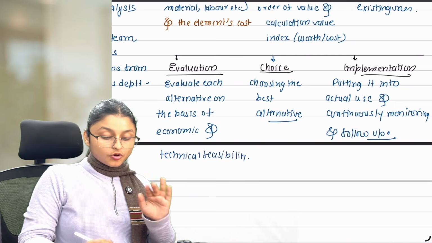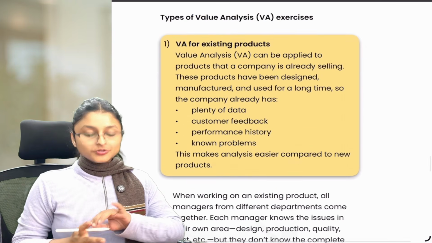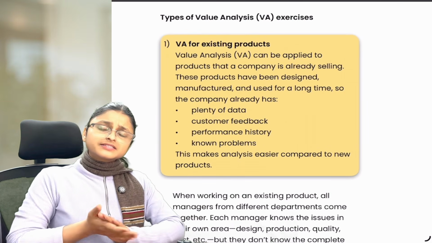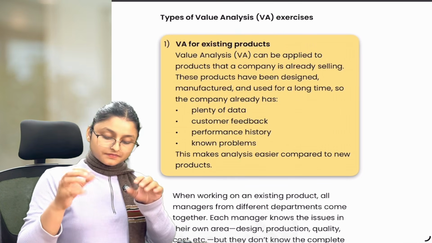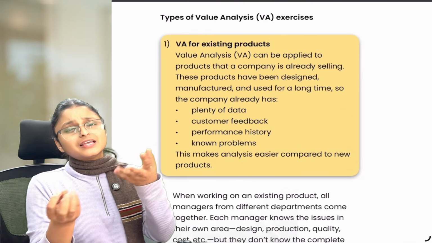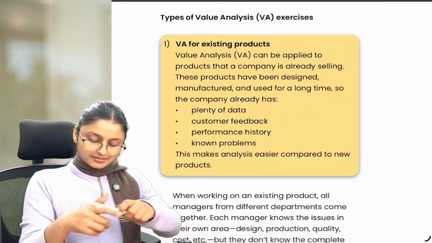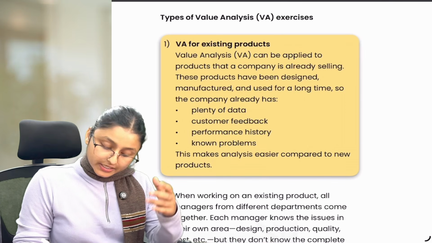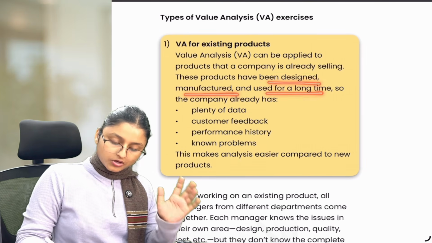Done. We have already covered a lot of things about our today's topic. Now let's move forward to types of value analysis exercises. So the first one, types of value analysis exercises means value analysis can be taken in different ways. The first one is value analysis for an existing product, where you are taking the existing product and doing value analysis, and that is the normal value analysis we have studied for a very long time, right? So here we'll select the product which is already existing and which is already selling. These products have been designed, manufactured and used for a longer period of time.